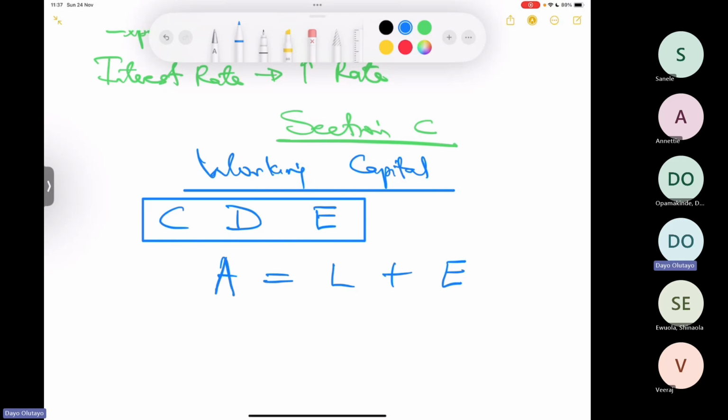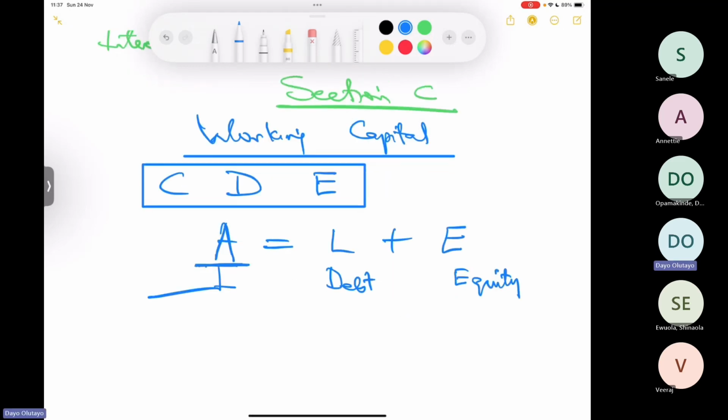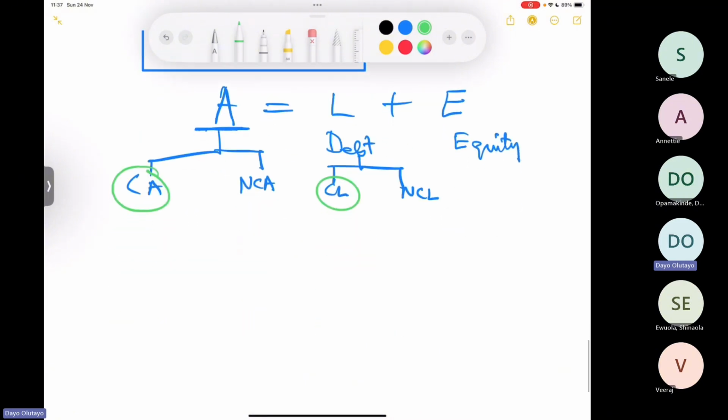This is assets, which is almost like the company that you're looking at, the total asset of the company. We said this asset can be financed either with debt or equity. That is what this formula is talking about. And this asset is a combination of current assets and non-current assets. Likewise, this debt is a combination of current liability and non-current liability. Section C, which is your working capital, is focusing on current asset and current liability. That is what we want to talk about right now.